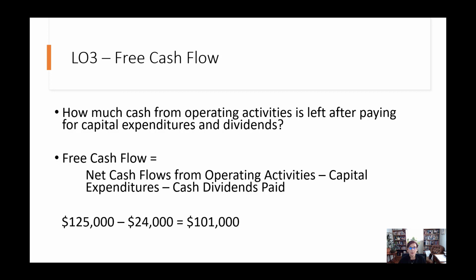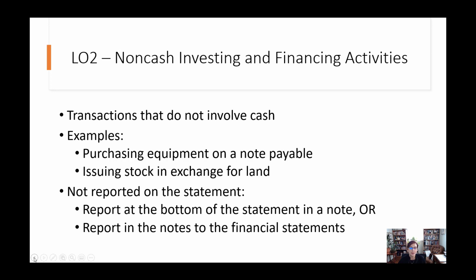So for our particular company, we had net cash flows from operating activities of $125,000. They did not have any capital expenditures this year because they only sold. So we don't have to worry about capital expenditures. So we're just going to take operating activities minus the cash dividends, and that gives us this company's free cash flow of $101,000. Let me just mention one last thing very quickly.